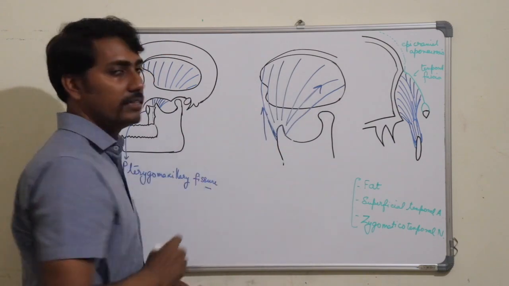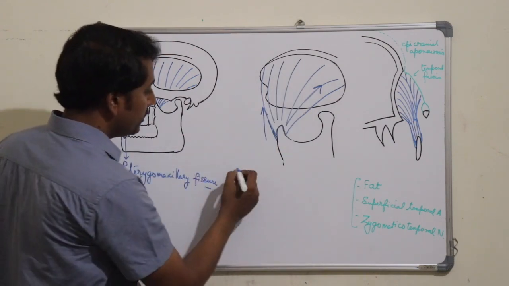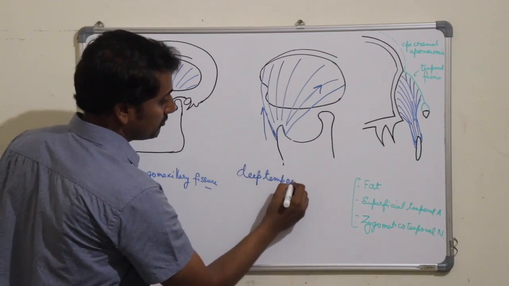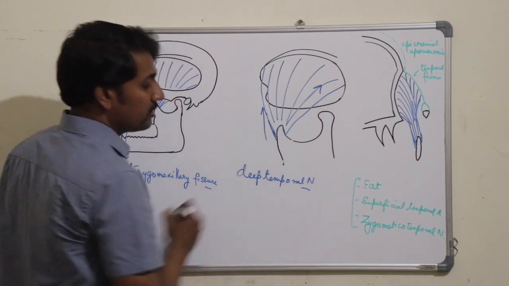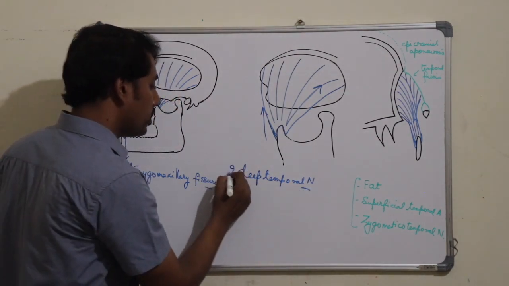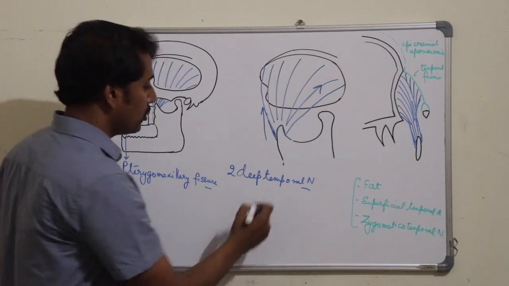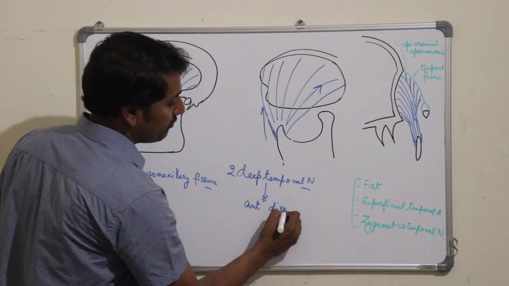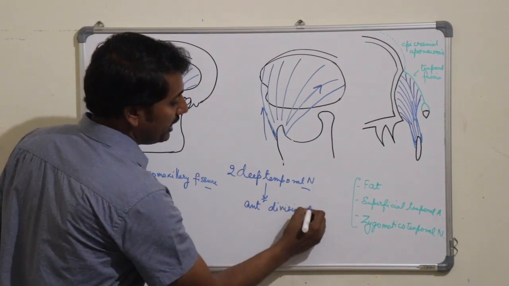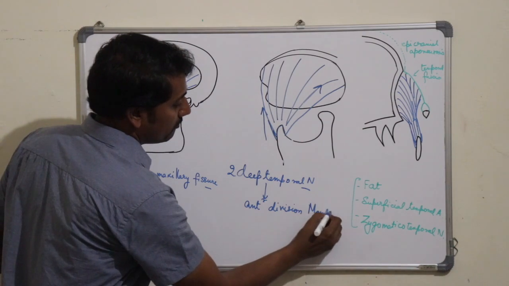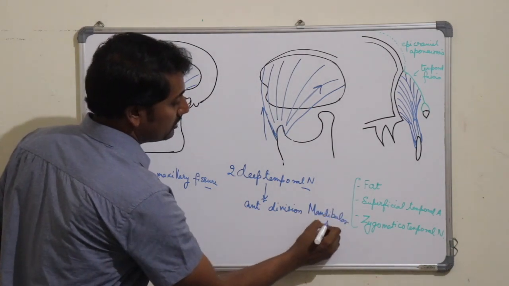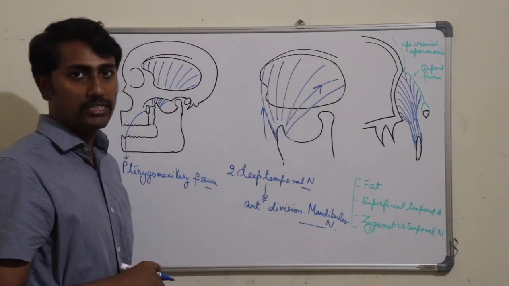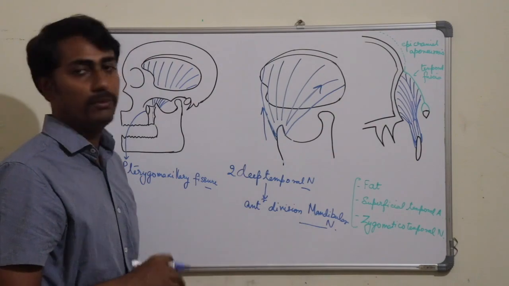This temporalis muscle is supplied by deep temporal nerves. There are basically two deep temporal nerves, which are branches from the anterior division of the mandibular nerve. Okay, since this muscle has been derived from the first pharyngeal arch, therefore it is supplied by the mandibular nerve.